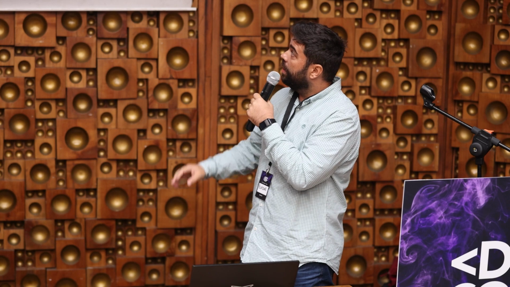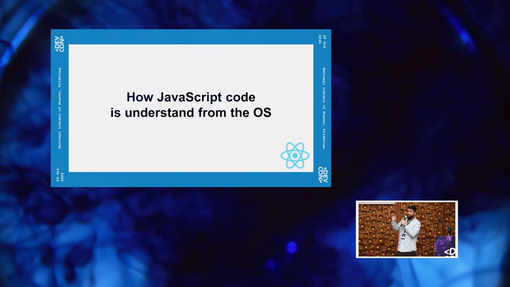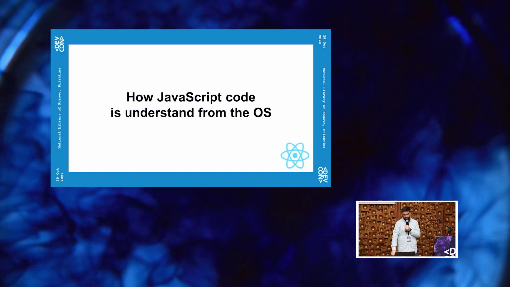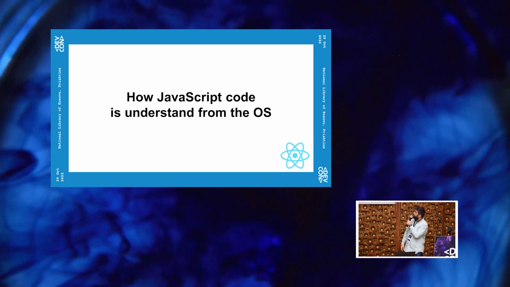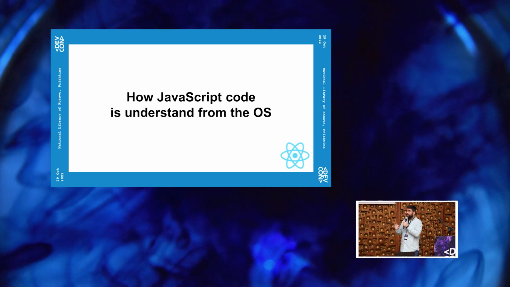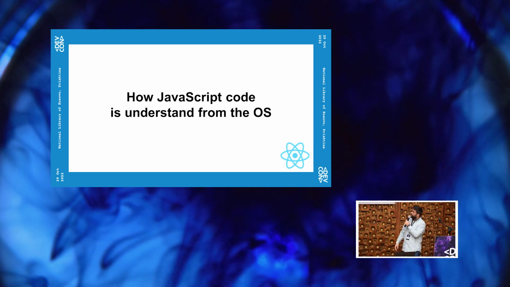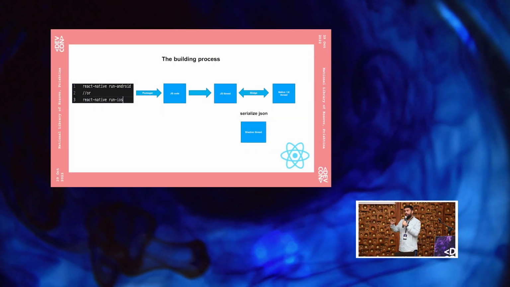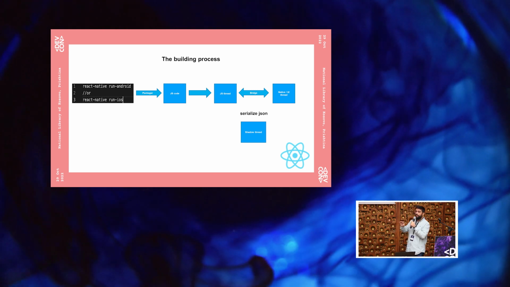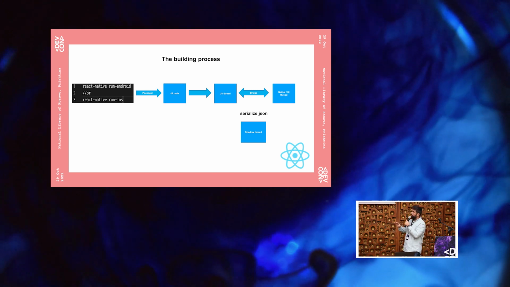So let's go to the next slide. How is the JavaScript code understood by the OS, and how does all of this work? I'm just going to try to illustrate this. Basically, when we start to build our application, we are going to have two folders generated for us. One is for Android, one is for iOS. All the native code that is actually going to be executed on the real device lies there. All the bridging, everything else, is happening there.